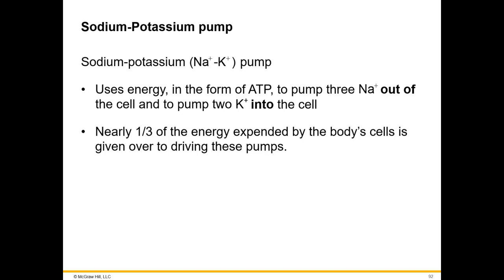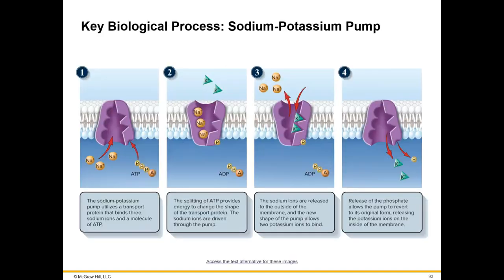With this pump, we are using energy in the form of ATP to pump 3 sodium ions out of the cell and pump 2 potassium ions into the cell. Almost a third of the energy expended by the body's cells is given over specifically for driving these pumps. So it's an extremely important part of our process. And here's what it looks like.